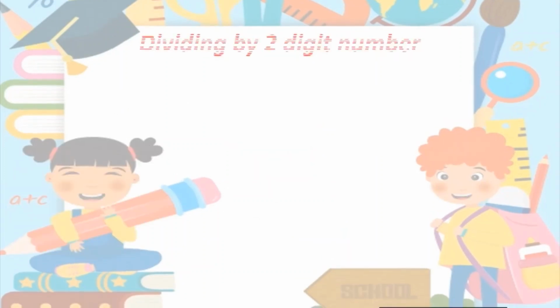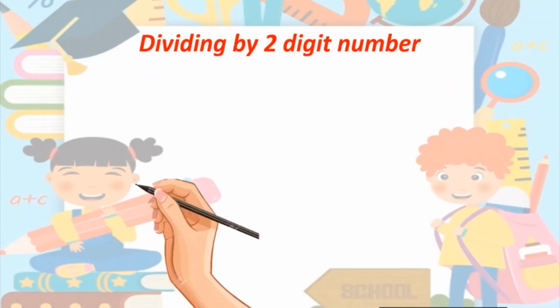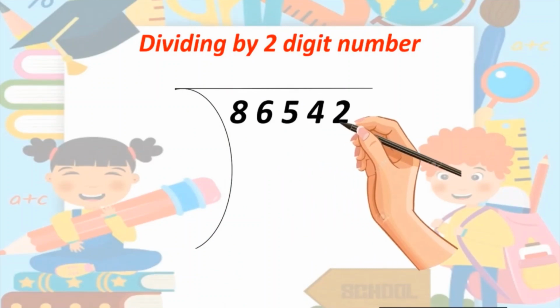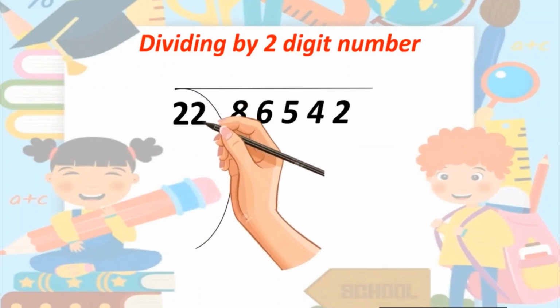Let's see another example. Here the number is 86,542 and we have to divide it again by 22. So here the divisor is a 2-digit number. We consider 2 digits of the dividend again, which is 86. Now since we do not know the table of 22, we will again estimate. So for that we round off 22 to the nearest 10, which is 20.